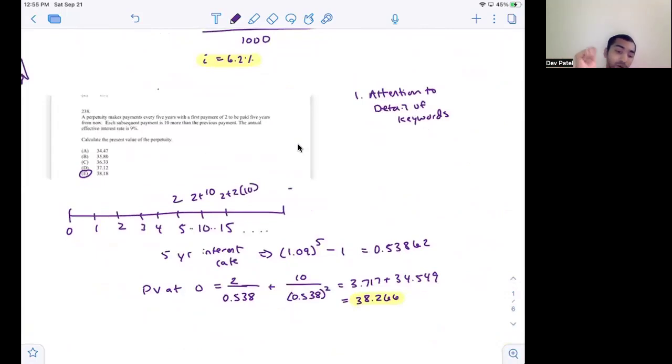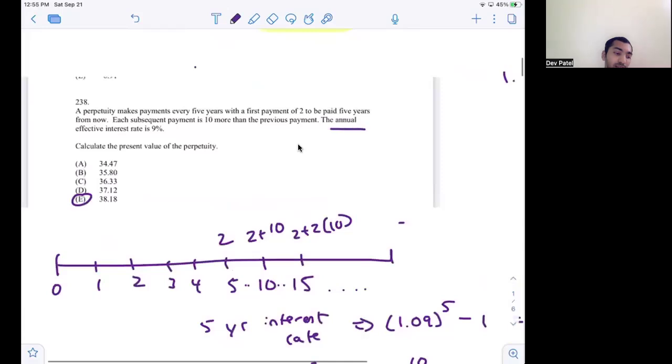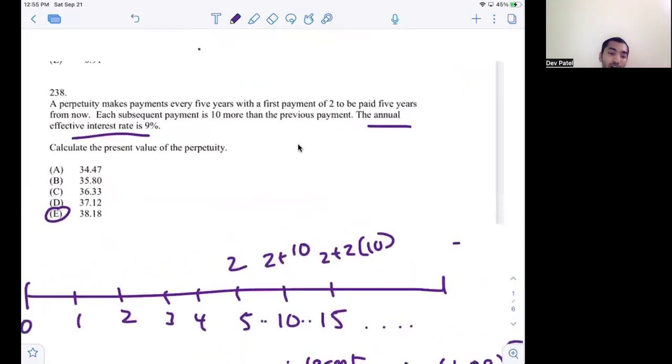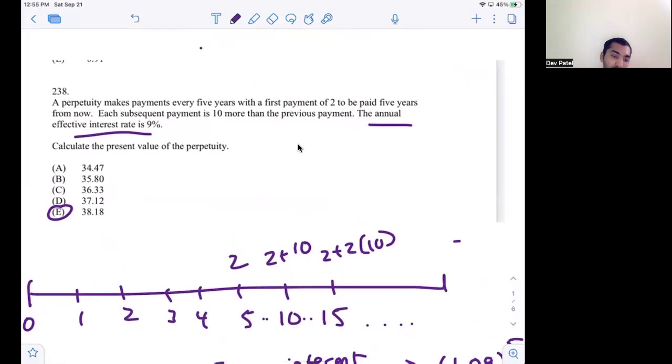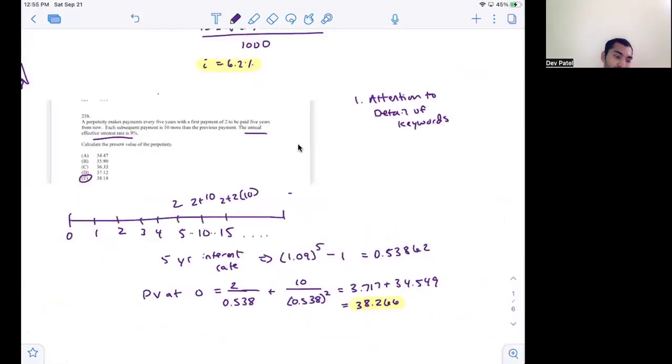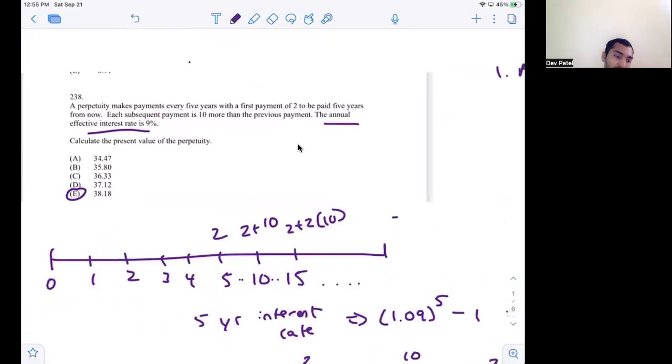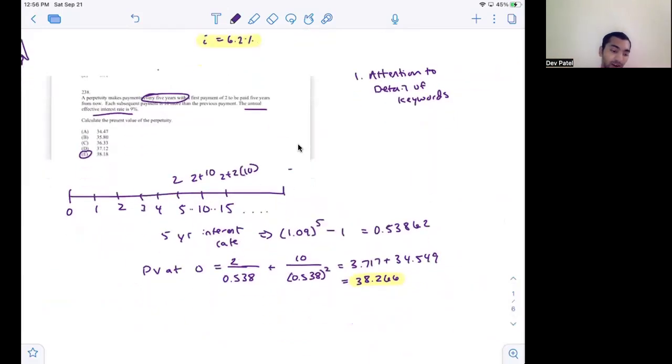One of the keys is to pay attention to the details of the keywords. Here we see that the annual effective interest rate is given, but each payment is every 5 years, right? So our time interval should actually be every 5 years. We need a way to convert this annual effective interest rate to a 5-year effective interest rate, and we're able to do that just by this step. Once we have this new interest rate, we can simply use the formula for an arithmetic progression perpetuity, and we can substitute here to get our 38.18 present value.